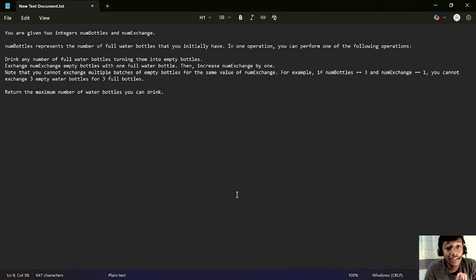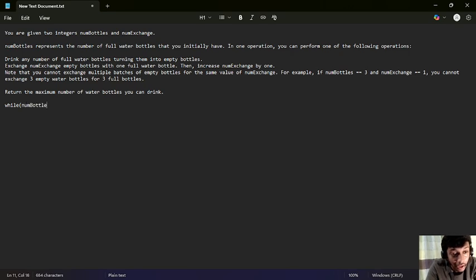So the question expects us to return the maximum number of water bottles you can drink. Let's think of an approach. What can be the approach? For this, we should have a base case. So what must be the base case? Let us think. In order to have the maximum number of bottles, you have to drink the maximum number of bottles. So the base case must be that this num bottles variable must always be greater than 0.